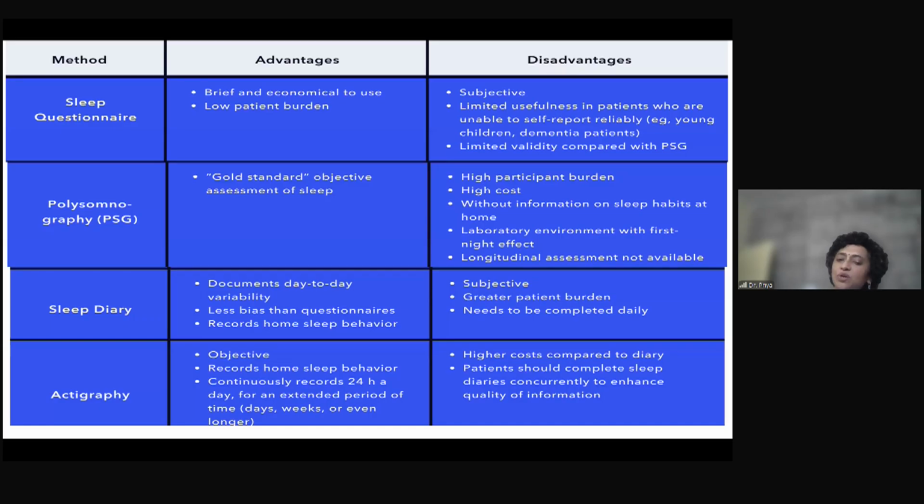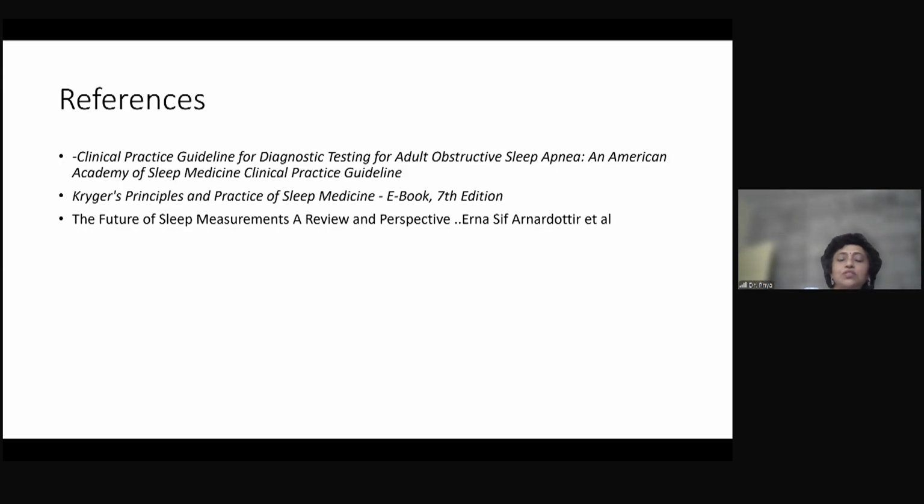Sleep diaries, we thought, help us understand the sleep-wake cycle of the patient. Similarly, if you put the sleep diary into a device which records it, actigraphy records it objectively. So these are my references.